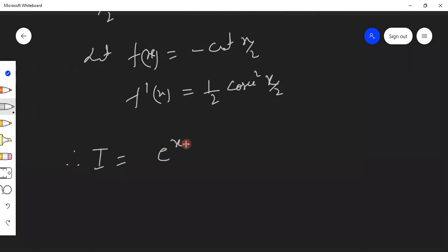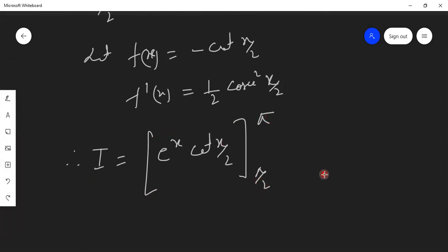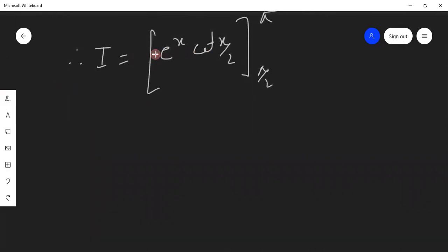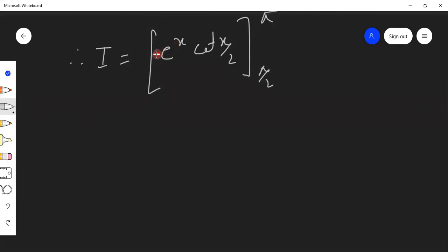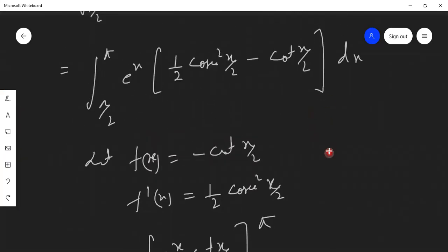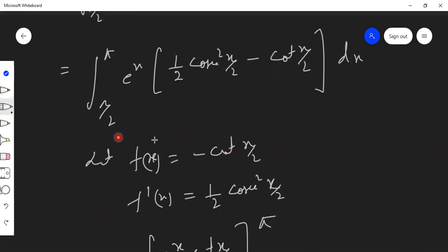Finally, we can write our integral I as, because that integration has come out to be e to power x cot x by 2, and we had the limits from pi by 2 to pi. So we're going to put these values in this question. So I think f(x) was minus cot x by 2, right? Yes, f(x) is minus cot x by 2, so we'll have e to power x times minus cot x by 2.